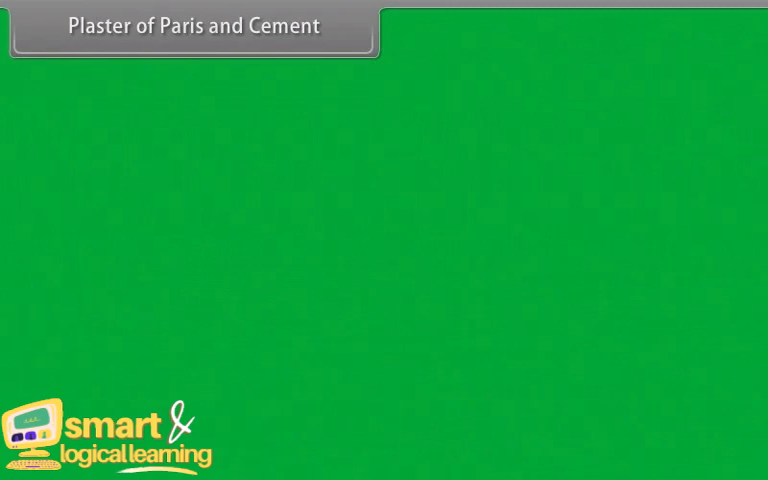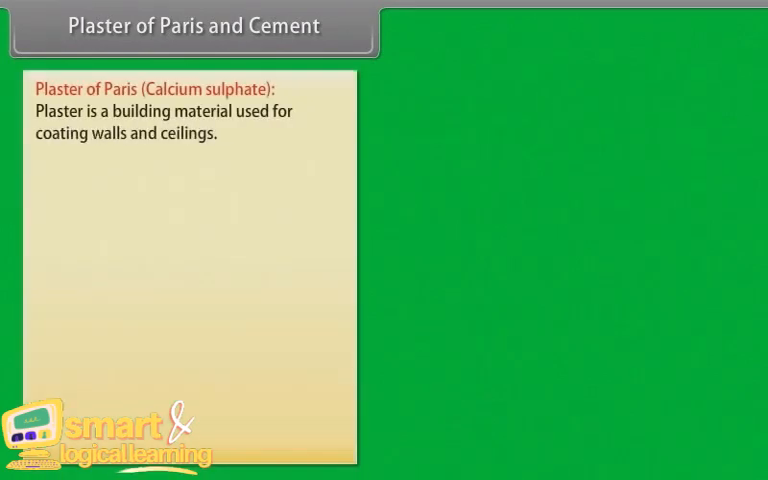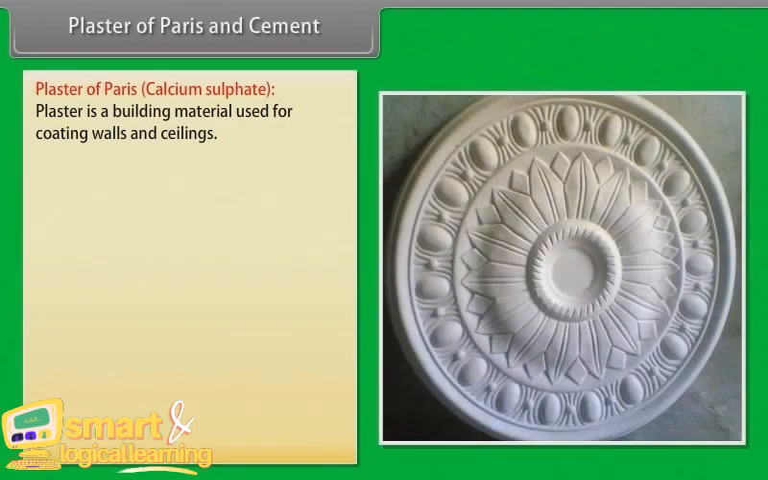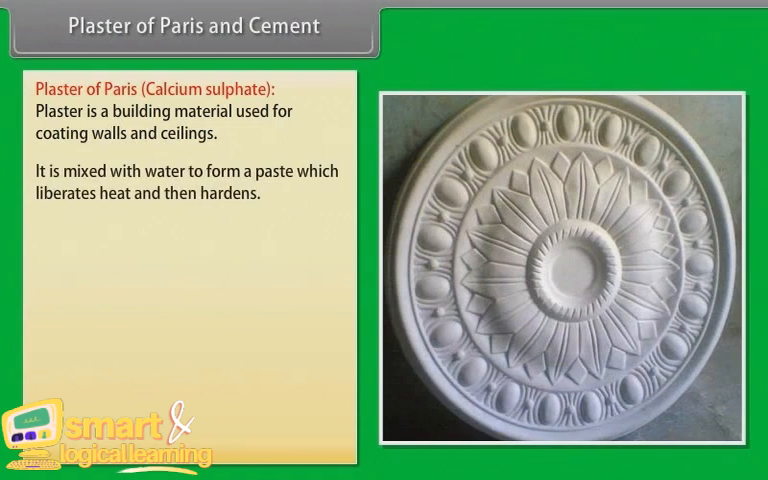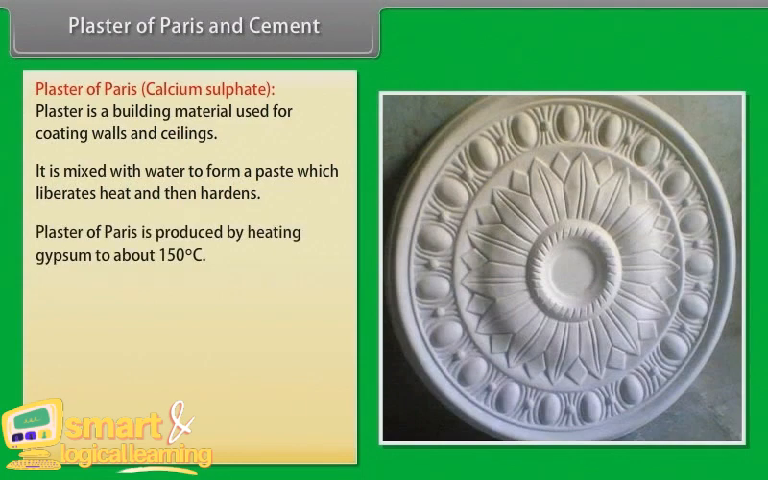Plaster of Paris and cement. Plaster of Paris, calcium sulfate. Plaster is a building material used for coating walls and ceilings. It is mixed with water to form a paste which liberates heat and then hardens. Plaster of Paris is produced by heating gypsum to about 150 degrees Celsius.